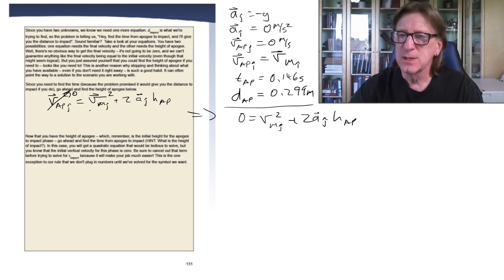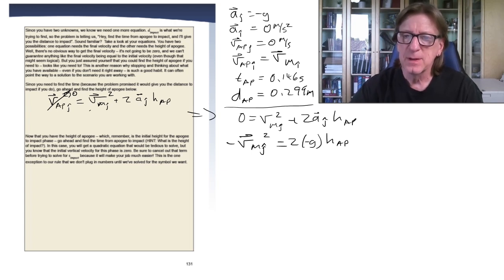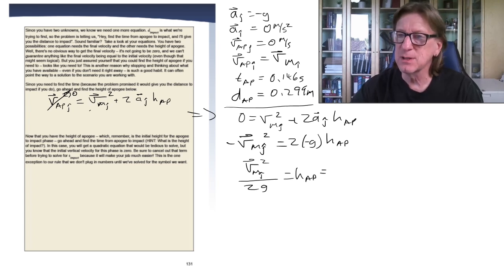All right, so we're going to move this to the other side. I get minus the initial velocity in the j hat direction squared is equal to 2 times, and I'm going to replace my a_j with minus g, h_ap. Oh, by the way, that's squared. Let's be very careful about that. Then we're going to divide each side by 2 times minus g. The negative signs go away, and I'm left with the j hat initial velocity squared divided by 2g should equal my apogee height. All right, let's put it in our calculator and find out.